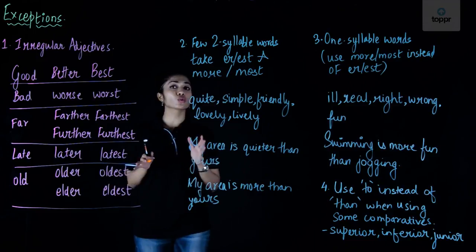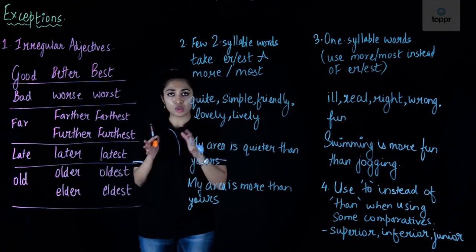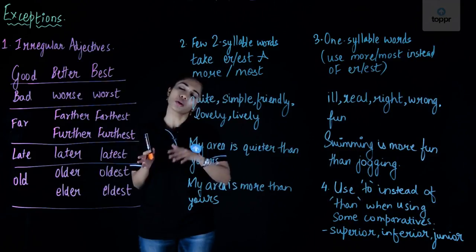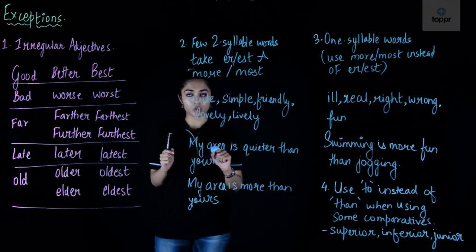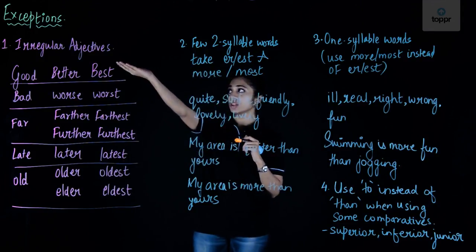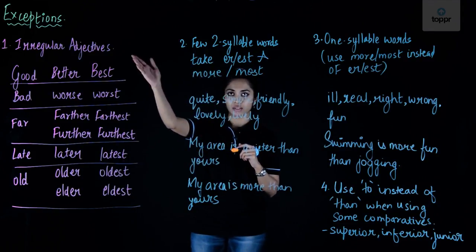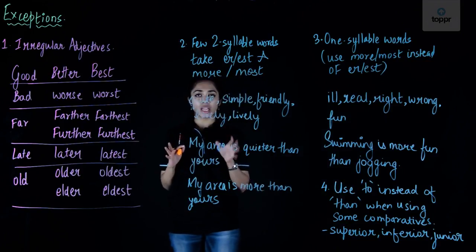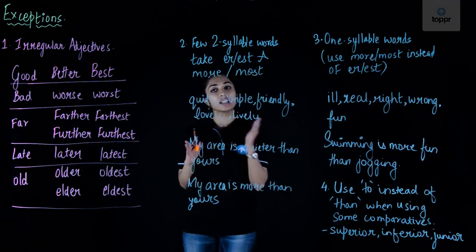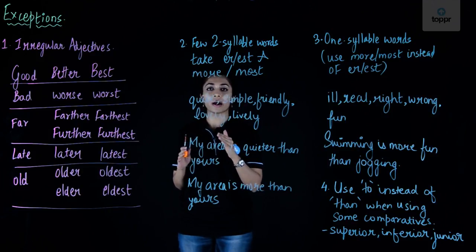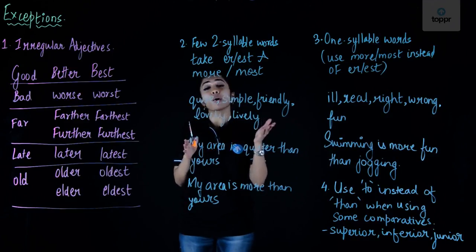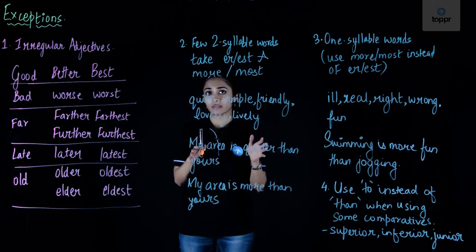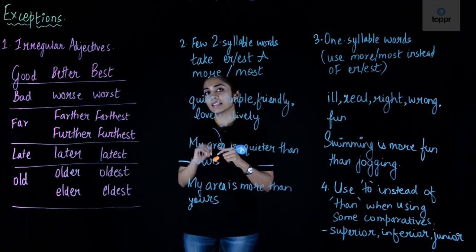So, we learnt about the rules of forming comparatives and superlatives when it comes to one syllable words or more than one syllable words. But then there are some exceptions to these rules. Let's look at the first exception, which is irregular adjectives. So, as the name suggests, these adjectives are formed irregularly. They are not formed by adding an ER or an EST or by adding a more or a most to form a comparative and a superlative degree respectively. Let's look at a few of these examples.